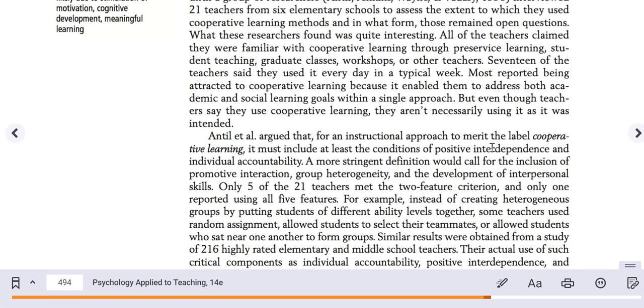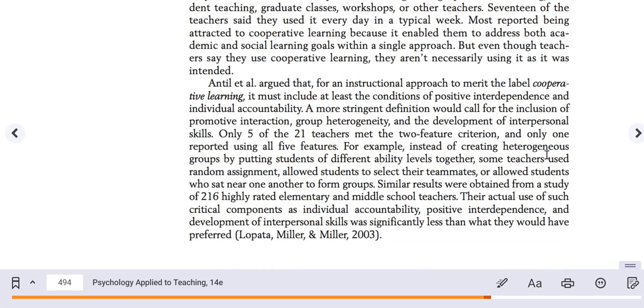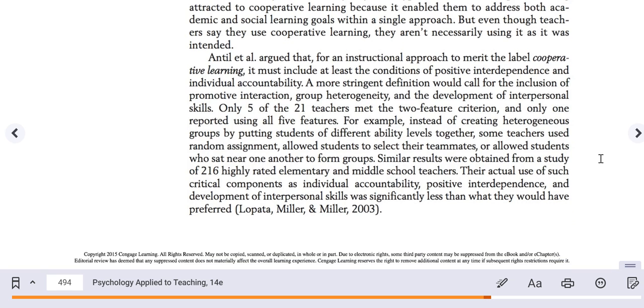Antil et al. argued that for an instructional approach to merit the label cooperative learning, it must include at least the conditions of positive interdependence and individual accountability. A more stringent definition would call for the inclusion of promotive interaction, group heterogeneity, and the development of interpersonal skills. Only 5 of the 21 teachers met the 2-feature criterion, and only 1 reported using all 5 features.